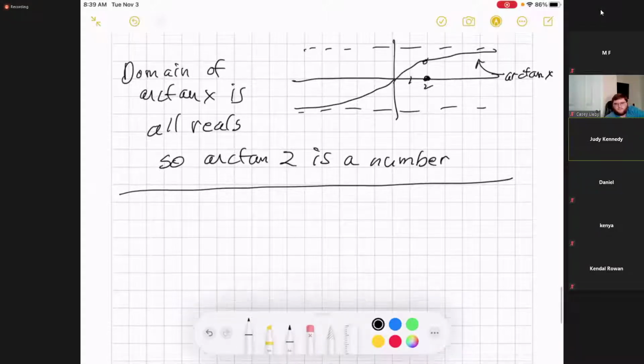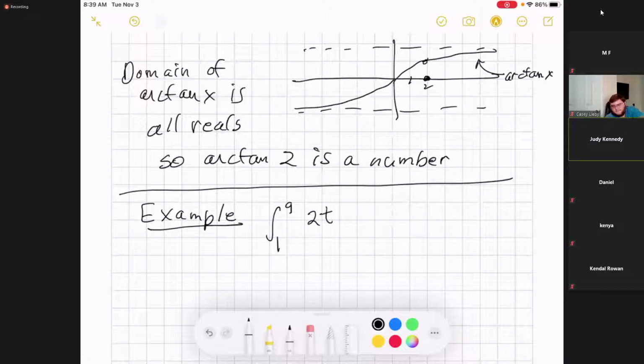Tomorrow, we're going to get our first little technique of integration. But right now, we're just practicing on what we've already had. Okay, so this is a definite integral from 1 to 9 of 2t squared plus t squared times the square root of t minus 1 over t squared.